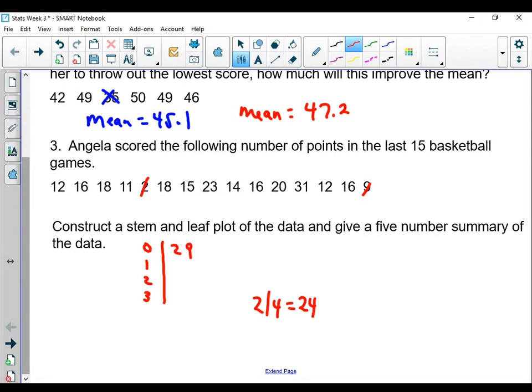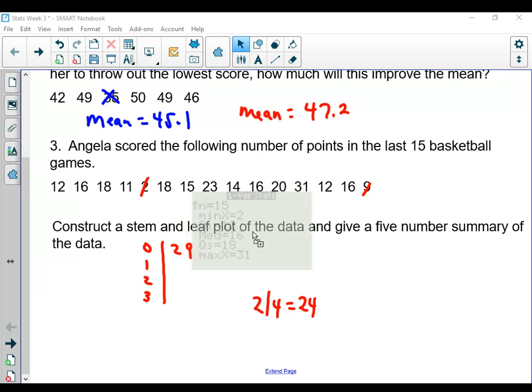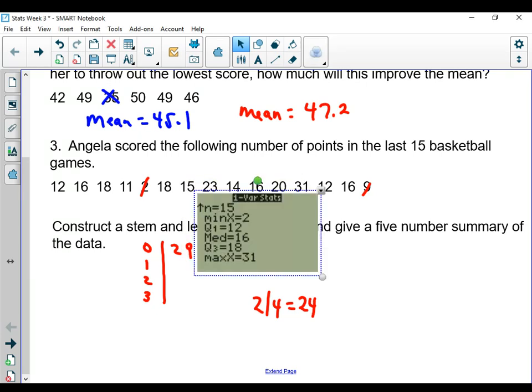Now, the 5-number summary on this one, remember, you're going to type that into your calculator. It's the easiest way, at least. Once your values are in the calculator, we're going to do stat, calculate, one variable stats. And then when we scroll down, we get our 5-number summary. So the 5-number summary includes the minimum, Q1, median, Q3, and the maximum.